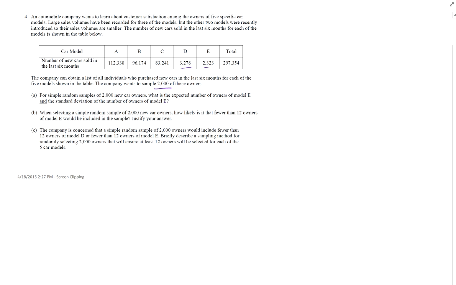Well, when you first look at this, it's like, I don't know, how do I handle this? Well, if you look at it this way, I'm picking 2,000 owners of new cars. They either picked E or they didn't pick E. That's a binomial experiment with n equal 2,000. So if n equals 2,000, what's the probability that they pick E?